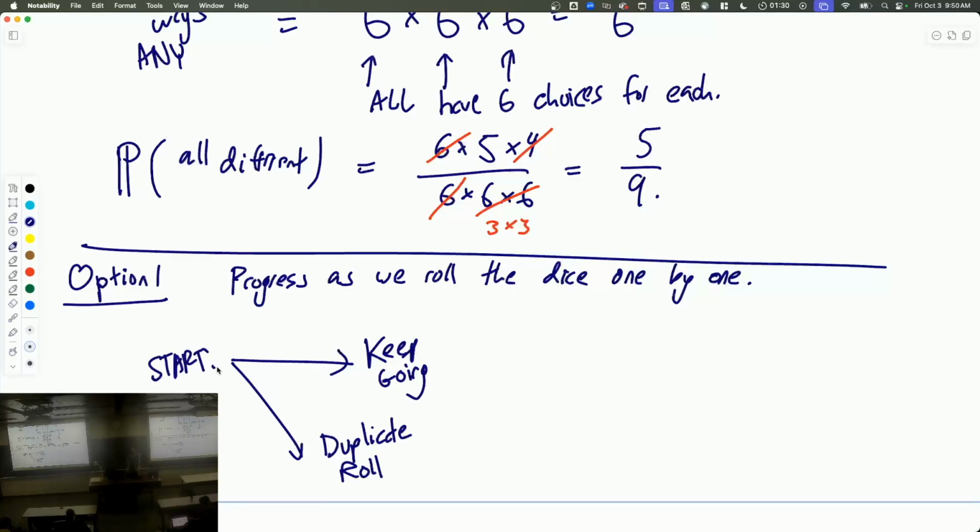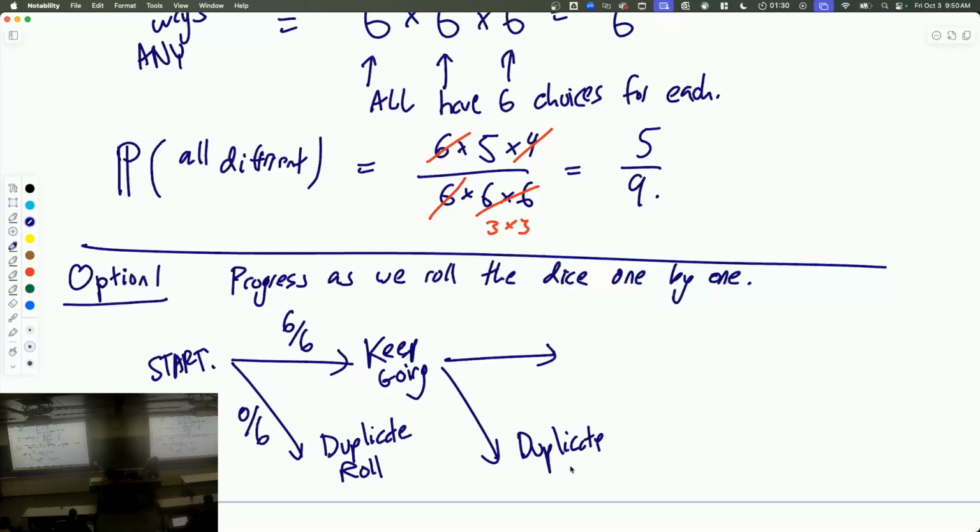And the thing is, when you roll your first dice, no matter what happens, it's going to be fine. So you're going to keep going 100% of the time. 6 out of 6 possibilities will lead you to keep going. Your first dice roll is kind of a freebie. That one will be fine. After that, that's where things get interesting.